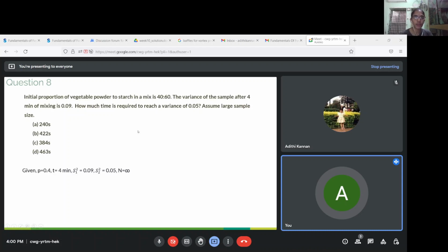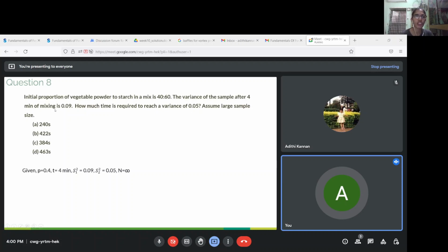If you look here, we know the proportion in which both the components are mixed, vegetable powder to starch. So we know that we are looking for vegetable powder in this case. Your P will be equal to 40 divided by 40 plus 60, which is 0.4. So P will be equal to 0.4, Q will be equal to 0.6. And here you are looking at after 4 minutes of mixing. So time T is equal to 4 minutes.